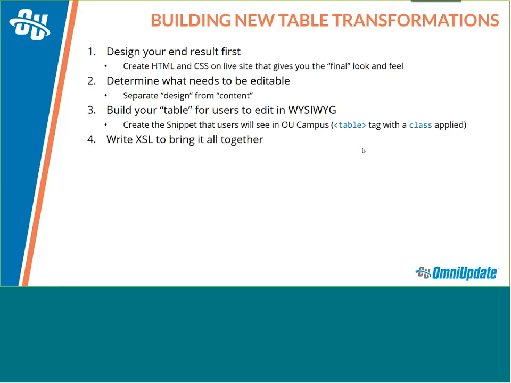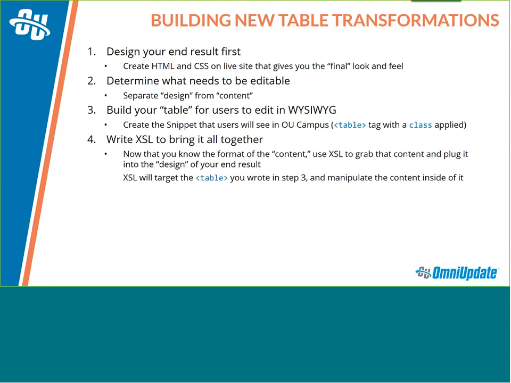And then once you've figured out what your end result is and what you're asking your users to fill out for you, you're just going to write XSL to bring those two things together. So now that you know what that content is going to look like, you've built out the table with the class applied to it, you can use the XSL to grab the information that's placed inside of that table and plug it into the design of your end result.